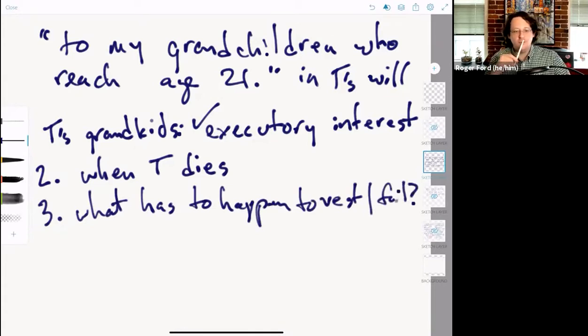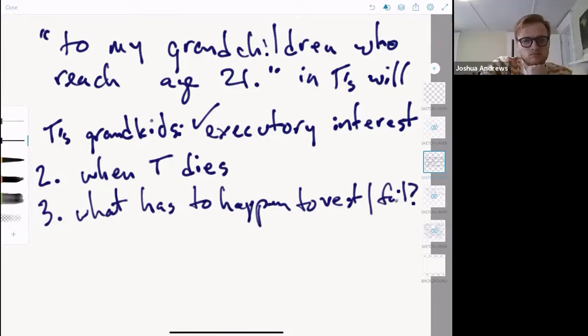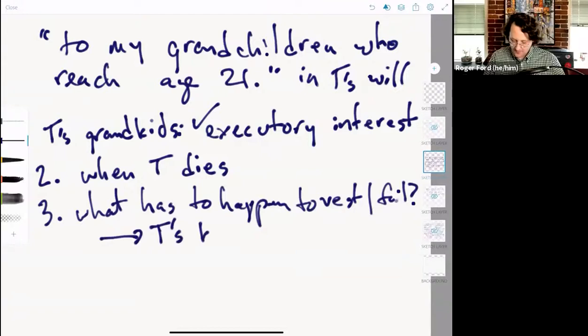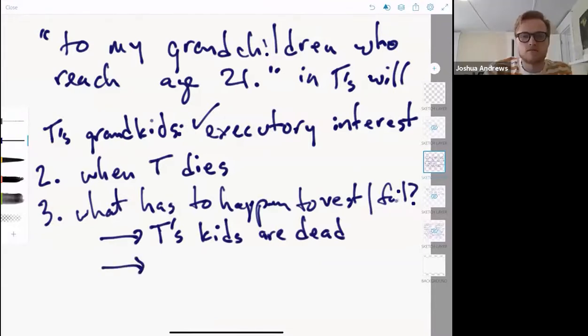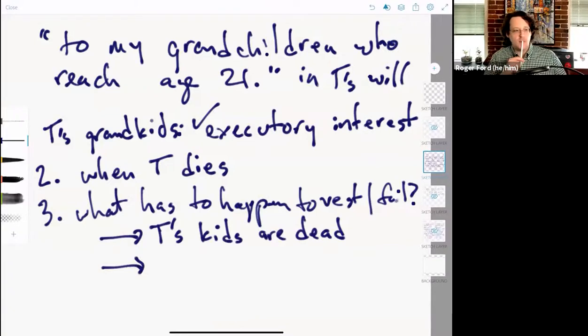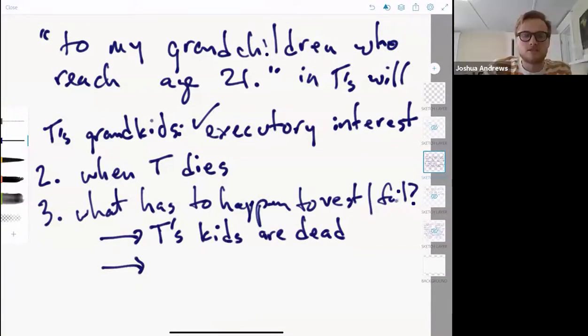Mr. Andrews? So the T's kids will have needed to die. Why? Because if they have not died, then they can have more kids. So then T would have more grandkids. Mm-hmm. And what else? T's grandkids will all have had to reach the age of 21.